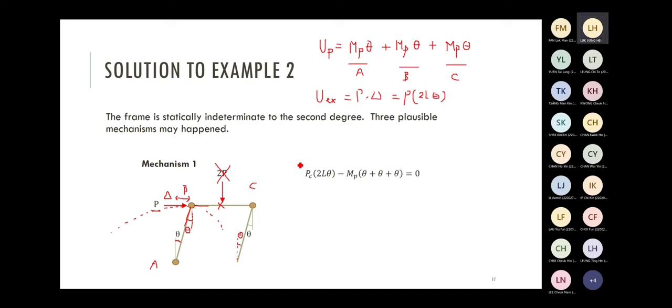Something like that. In the solution, I directly set external work minus internal work equal to 0. I just express it in the other way. Instead of setting them equal, here I consider their subtraction. Actually, it's the same thing, right? Eliminate theta, and then you can simplify the equation a little bit. You can see that for mechanism 1, the collapse force is equal to 3MP over 2L.